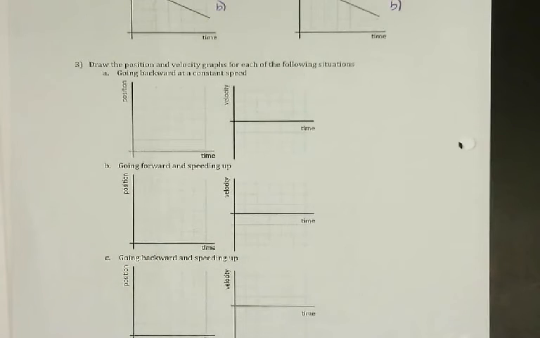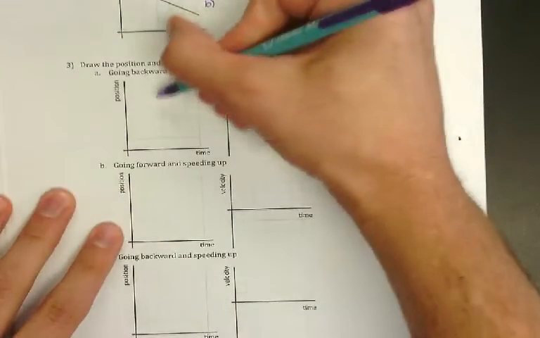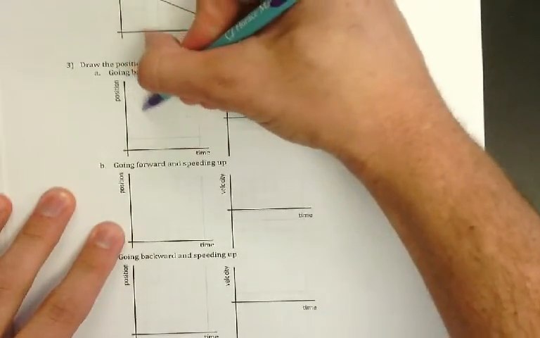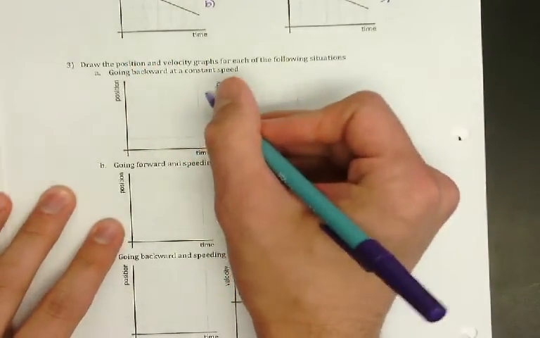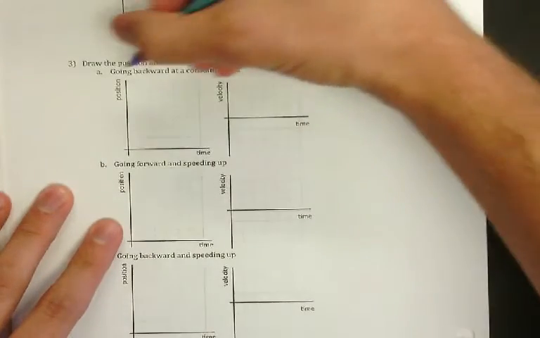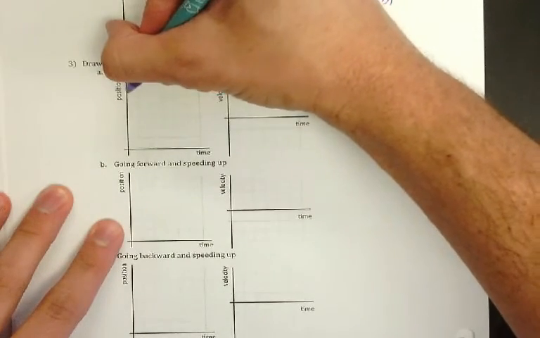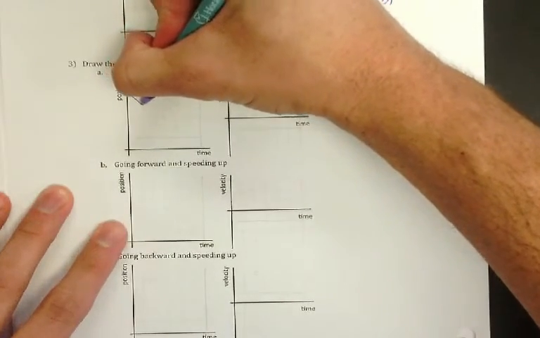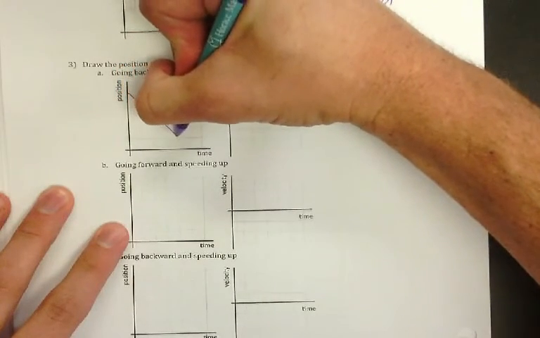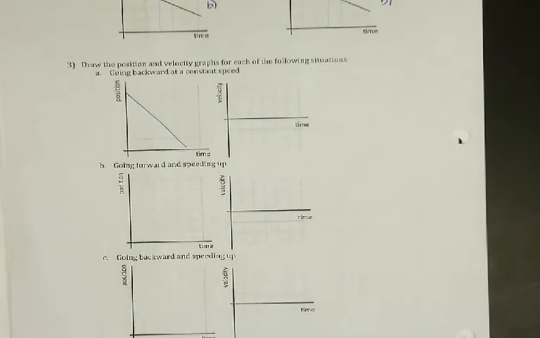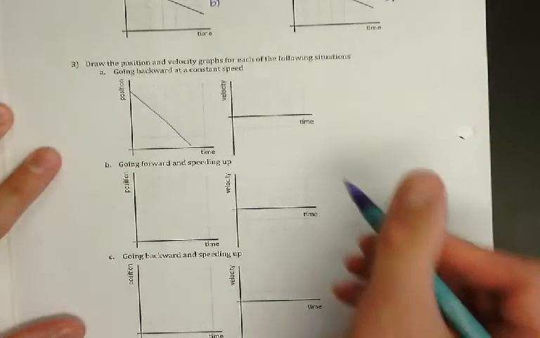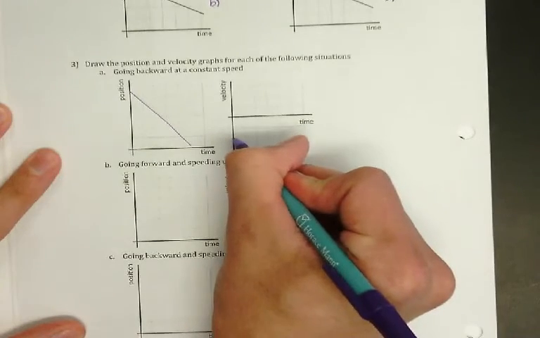So going backwards at a constant speed. On a position graph, backwards is going closer to 0. Constant speed means the velocity doesn't change. The slope of a position graph is velocity, so we want the slope to not change. So it would be something like this. Going backwards on a velocity graph means negative velocities. And a constant speed means that it's not going to change. So it needs to be something like this.